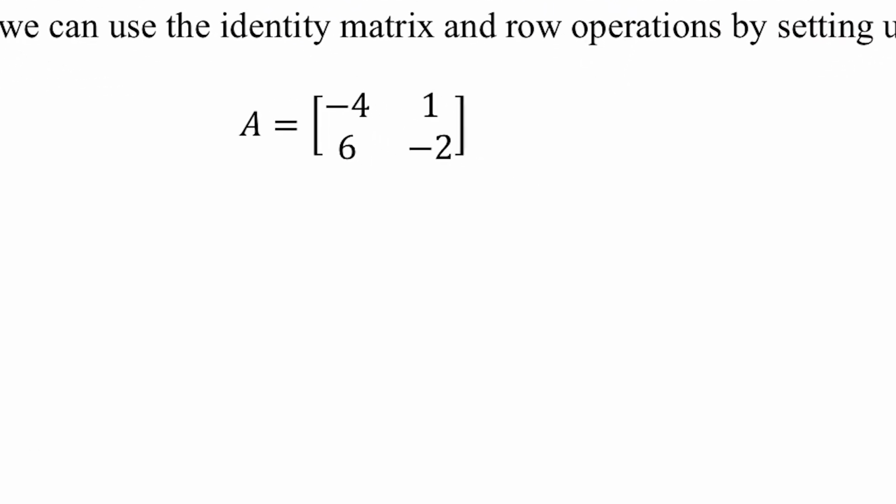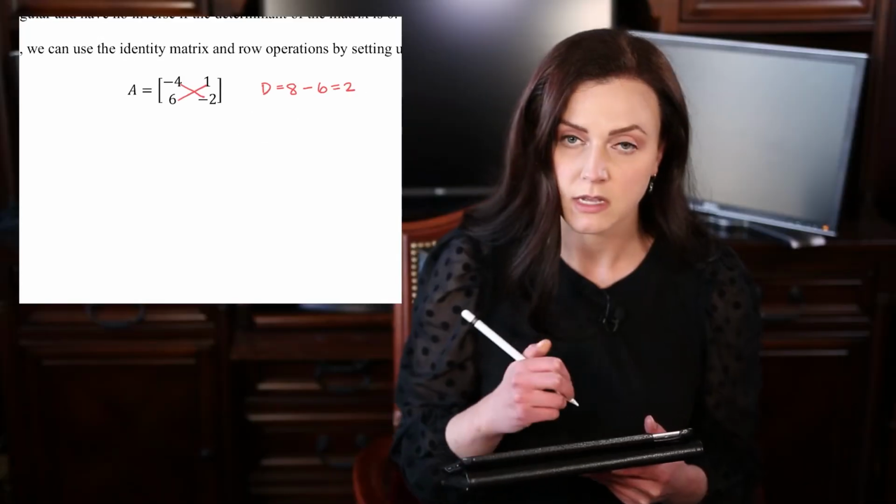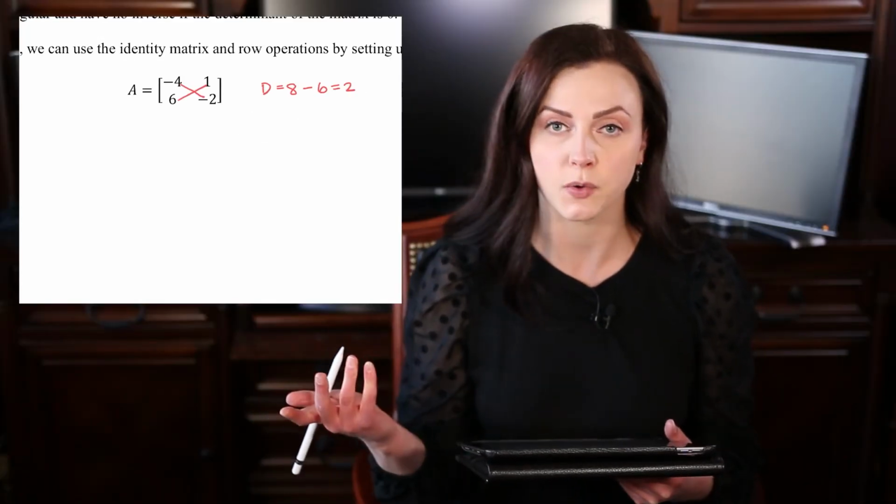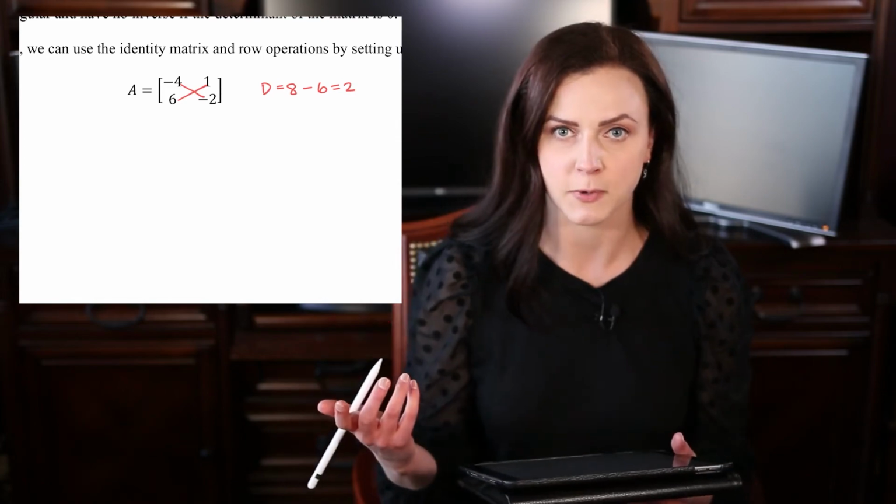So with this matrix A that we are given, the first thing I want to do is quickly check the determinant. The determinant would be -4 times -2, which is 8, minus 6 times 1, which is 6. So the determinant is 2. Since the determinant is 2, we know we'll have an inverse, so we can go through this process.